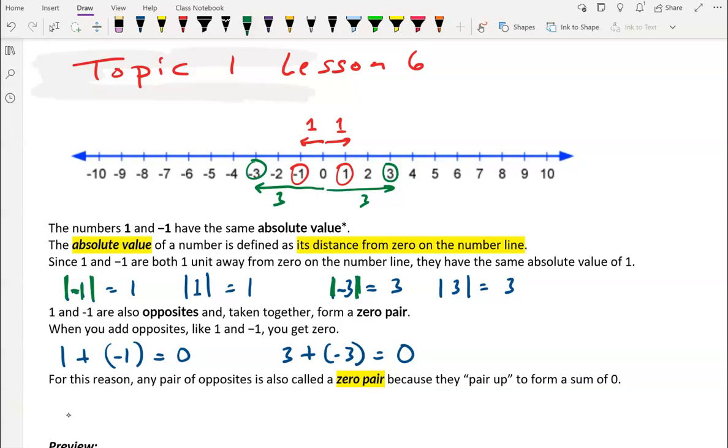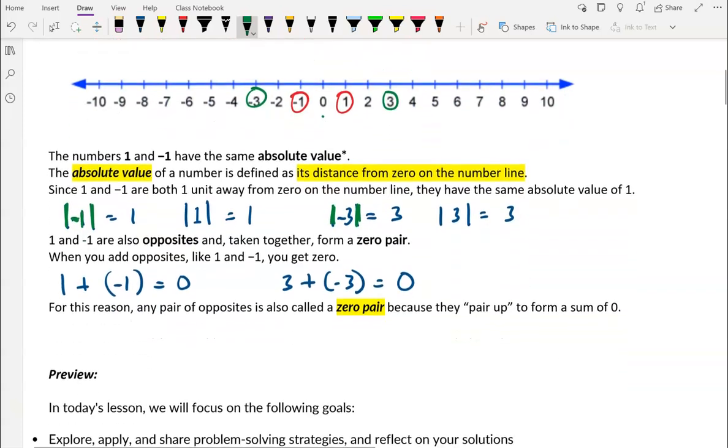Now, something else you should notice is that 1 and -1 are opposites, and taken together form a zero pair, as in when you add +1 and -1, you get 0. If I give you $1 and then I take $1 away from you, you have $0. Zero pair, see? 3 plus -3 equals 0. So 3 and -3 are zero pairs. So for this reason, any pair of opposites is also called a zero pair, because they pair up to form a sum of 0. When you add them together, they equal 0. A million plus a -1,000,000 is 0.